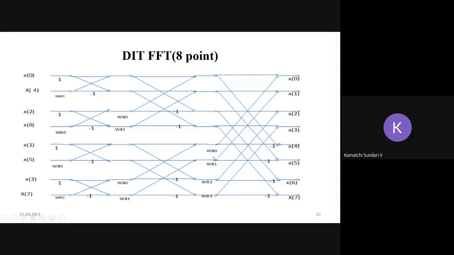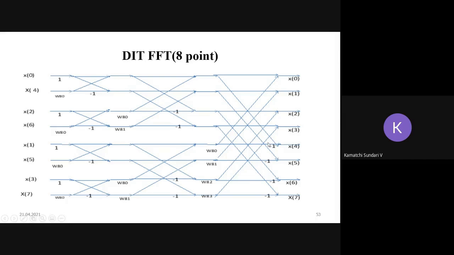So W8 power 0 is e to the power minus j 2 pi nk by N, where here we represent nk as 0 and capital N is equal to 8. This is the simplified diagram of the DIT FFT. The alternate lines are given with -1. The third, fourth, seventh and eighth lines are given with -1, and the last 4 lines are given with -1.